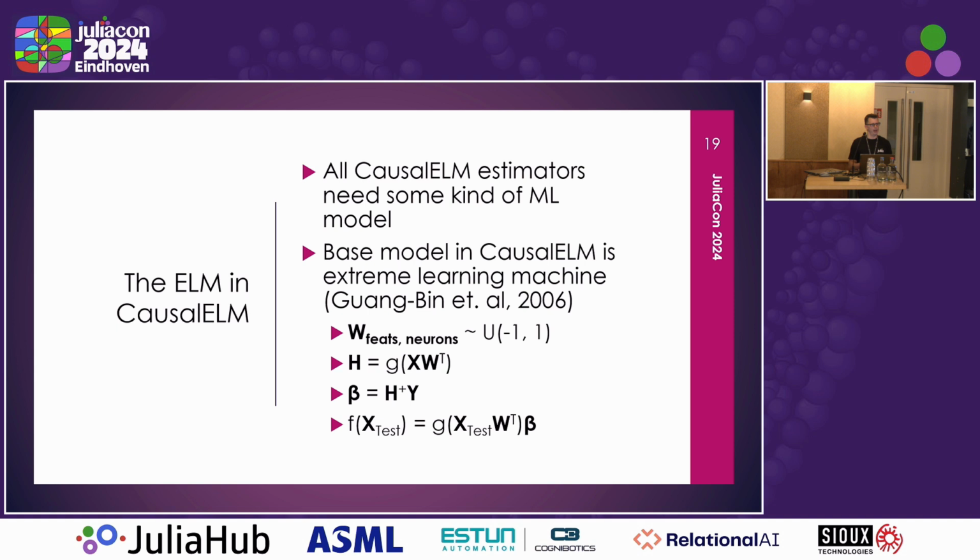And then now we have our output, our outcomes that we want to predict. And we have this nice matrix, and so we can easily get predictions by just solving the least squares problem. So we can get this vector beta by just multiplying y by the pseudo inverse of H. And then to make predictions here, we just pass in our test covariates, multiply them by our weights, apply our activation function on top of that, and then multiply by our learned parameters beta.